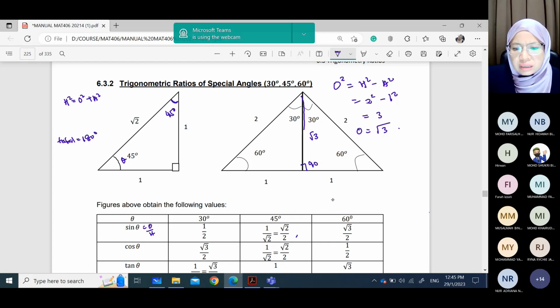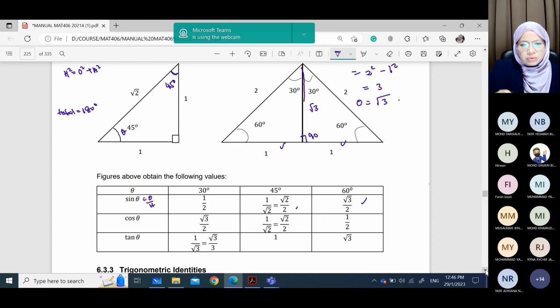So kalau you nak tengok sin theta where the angle is 60 degrees, you can look this one. Okay, 60 degrees. So for sin theta, it is about root 3 over 2. Faham? Serupa juga dengan cosine theta untuk 30 degrees. Theta dia 30 degrees. Jadi untuk tengok cosine, cosine is adjacent over h. So adjacent over h, this one root 3 adalah adjacent. Adjacent root 3 over 2. Macam tu.